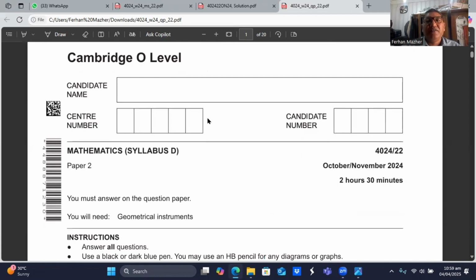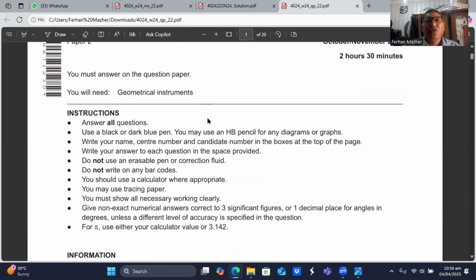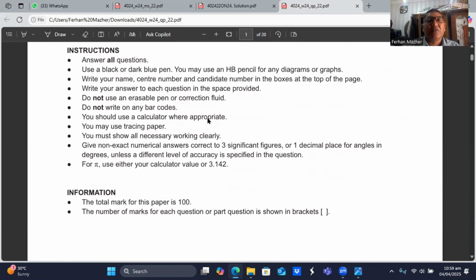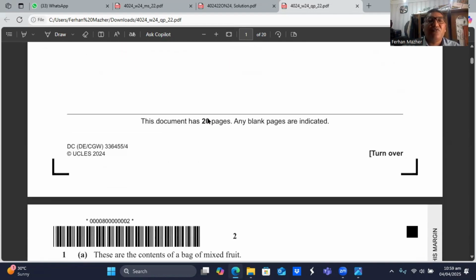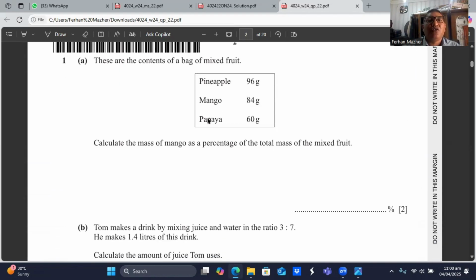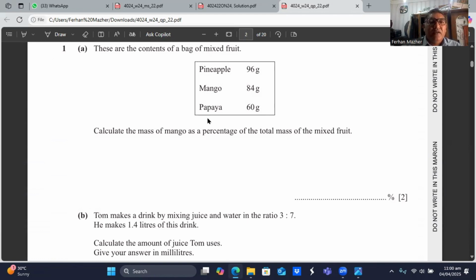The time allowed is 2 hours 30 minutes. Paper 2, the marks are 100. Calculator is allowed. Question number 1 coming up on your screen. Question number 1, it's A part. These are the contents of a bag of mixed fruit. Pineapple 96 gram, mango 84 gram, papaya 60 gram. Calculate the mass of the mango as a percentage of the total mass of the mixed fruit.